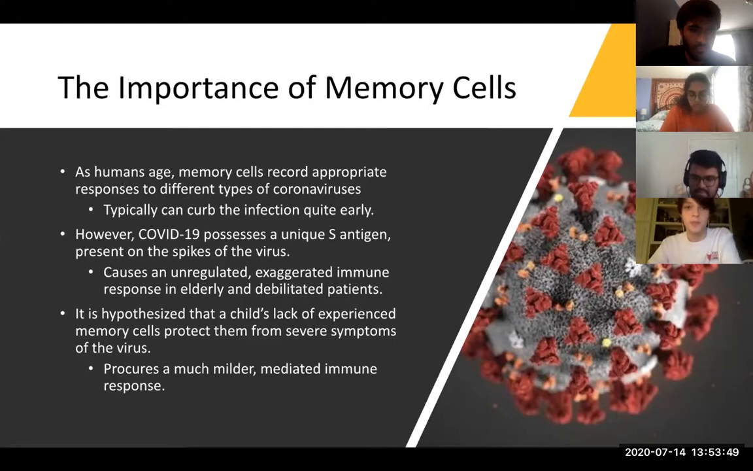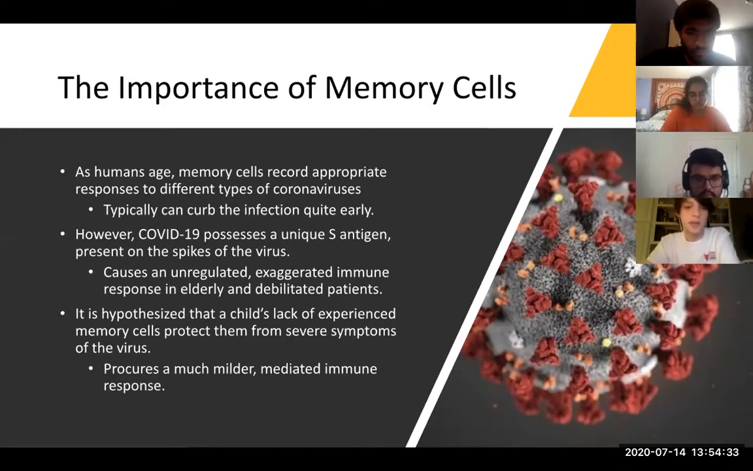But in these elderly and debilitated patients, it causes this unregulated, exaggerated immune response, because they do not possess the healthy immune system that healthy adults have, and can't regulate their immune response and can't control it. So that ends up doing all that damage to the lungs. And the study that I read hypothesized that it's this lack of memory cells in children that saved them from the severe symptoms of the virus.